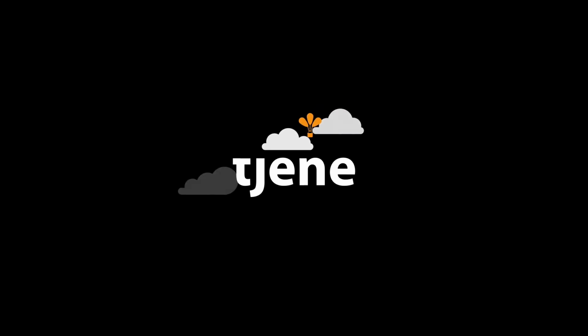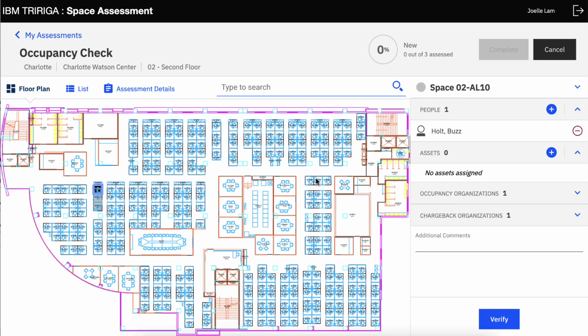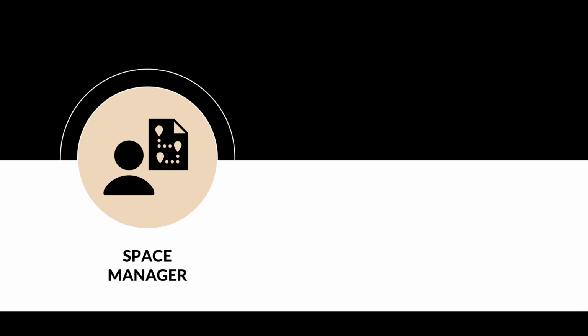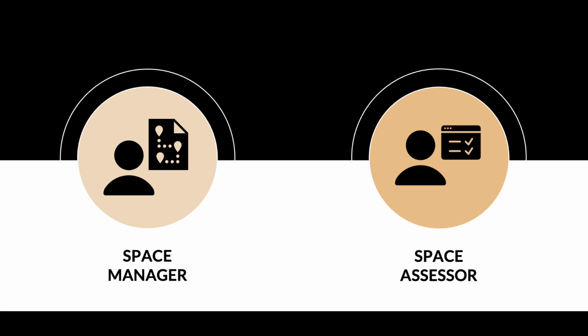Enhance your space management employees' user experience when auditing your workspaces with IBM TRIRIGA's Space Assessment app. Using the Space Assessment app, your space assessors can easily audit and capture data for each workspace's occupancy and assets through a mobile device. This video will demonstrate the process of a space manager assigning workspaces for the Space Assessor to audit and the Space Assessor to walk around the office to complete the occupancy and assets assessment.